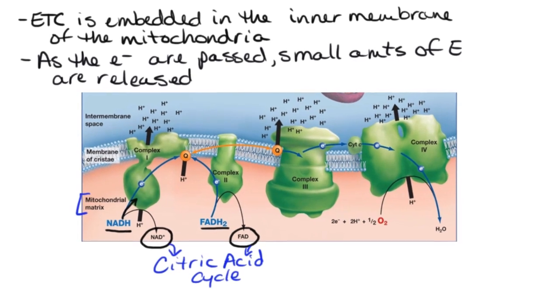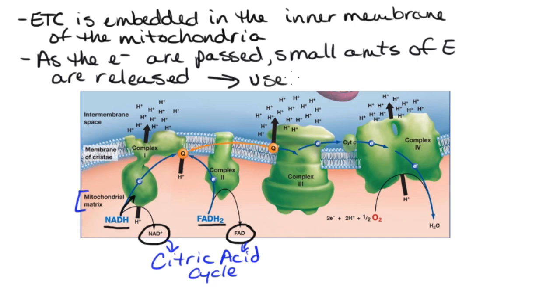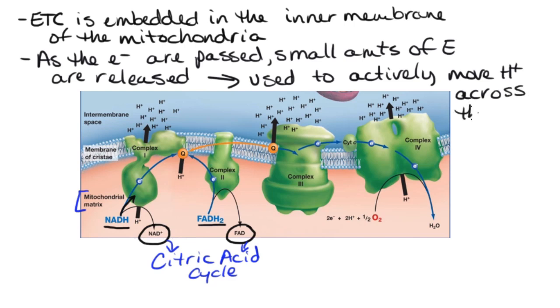What that energy is going to be used for is to actively move hydrogen ions, or H+, across the membrane. And anytime we actively move something, that means that we are moving it up its concentration gradient. So in other words, we're going to move it from an area where it is at a low concentration to an area where it is at a high concentration. If you notice here, the intermembrane space is going to have a high hydrogen concentration, and the matrix down here is going to have a low hydrogen concentration. So if we want to move something up its concentration gradient, we are going to move these from the mitochondrial matrix into the intermembrane space.